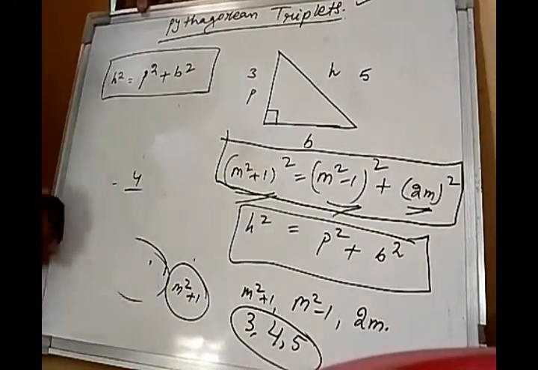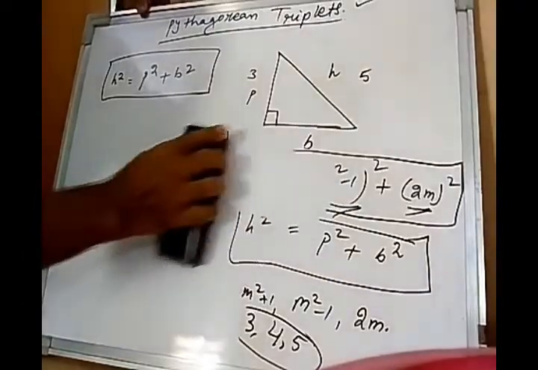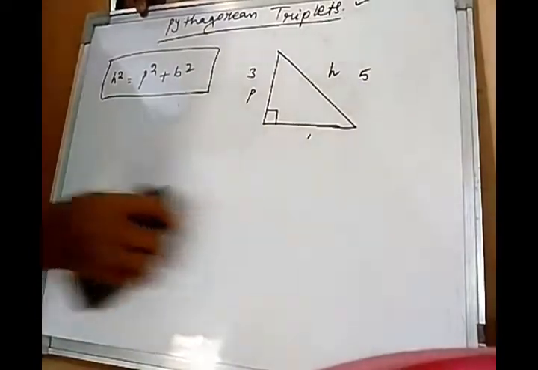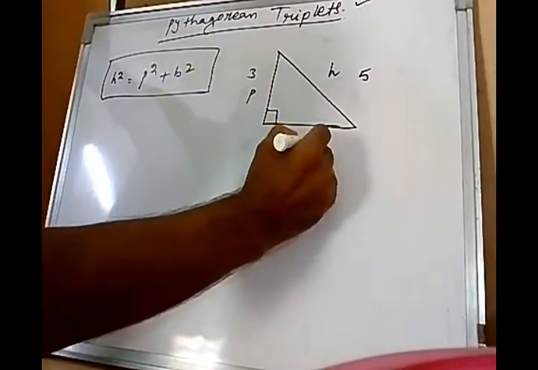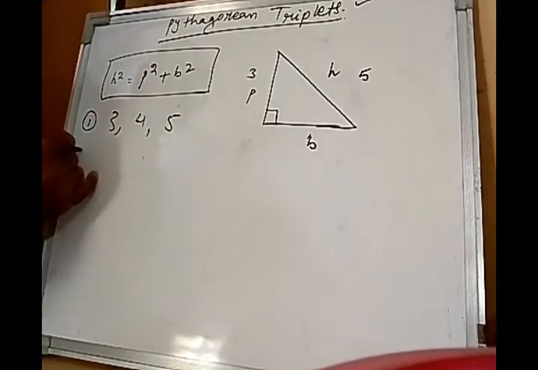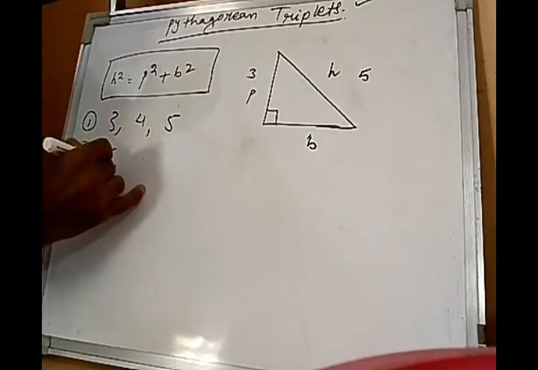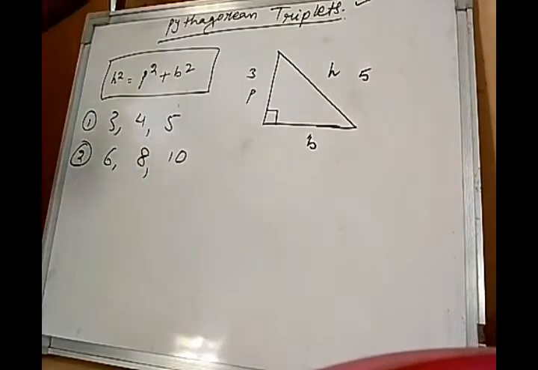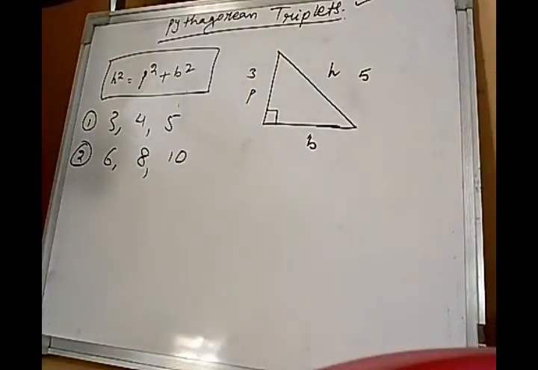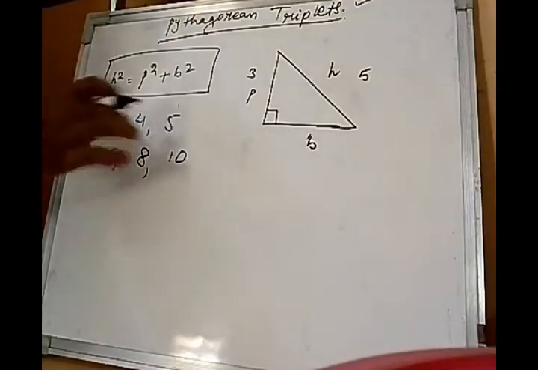If we take examples, next triplets. The first triplet is 3, 4, 5. The second triplet is 6, 8 and 10. Right? 6, 8 and 10. If you see here, all are even numbers. So you can consider any one of the even numbers as 2m. From there you will find the value of m, then you can check the other numbers.